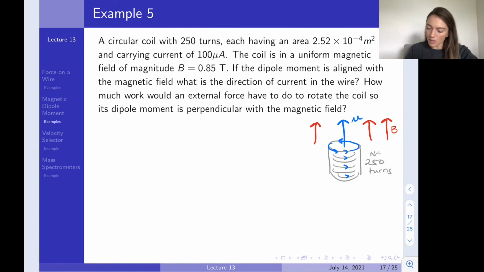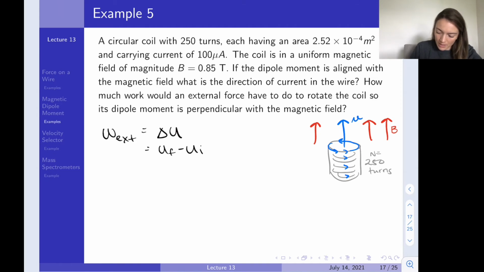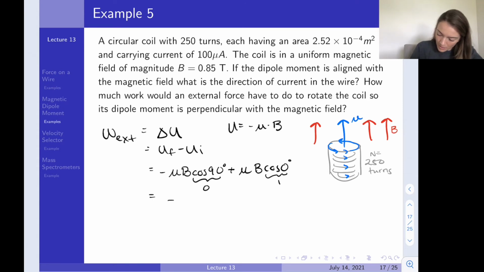Now we want to know how much work an external force would have to do to rotate the coil. The external force would do an amount of work equal to the change in potential energy, so that would be U final minus U initial. Remember, U is negative mu dot B. So our final potential energy would be negative mu B cosine 90, because at the end they're perpendicular, minus negative mu B cosine 0, because they're initially parallel. Cosine 0 is 1 and cosine 90 is 0, so we end up with just positive mu times B as our external work.